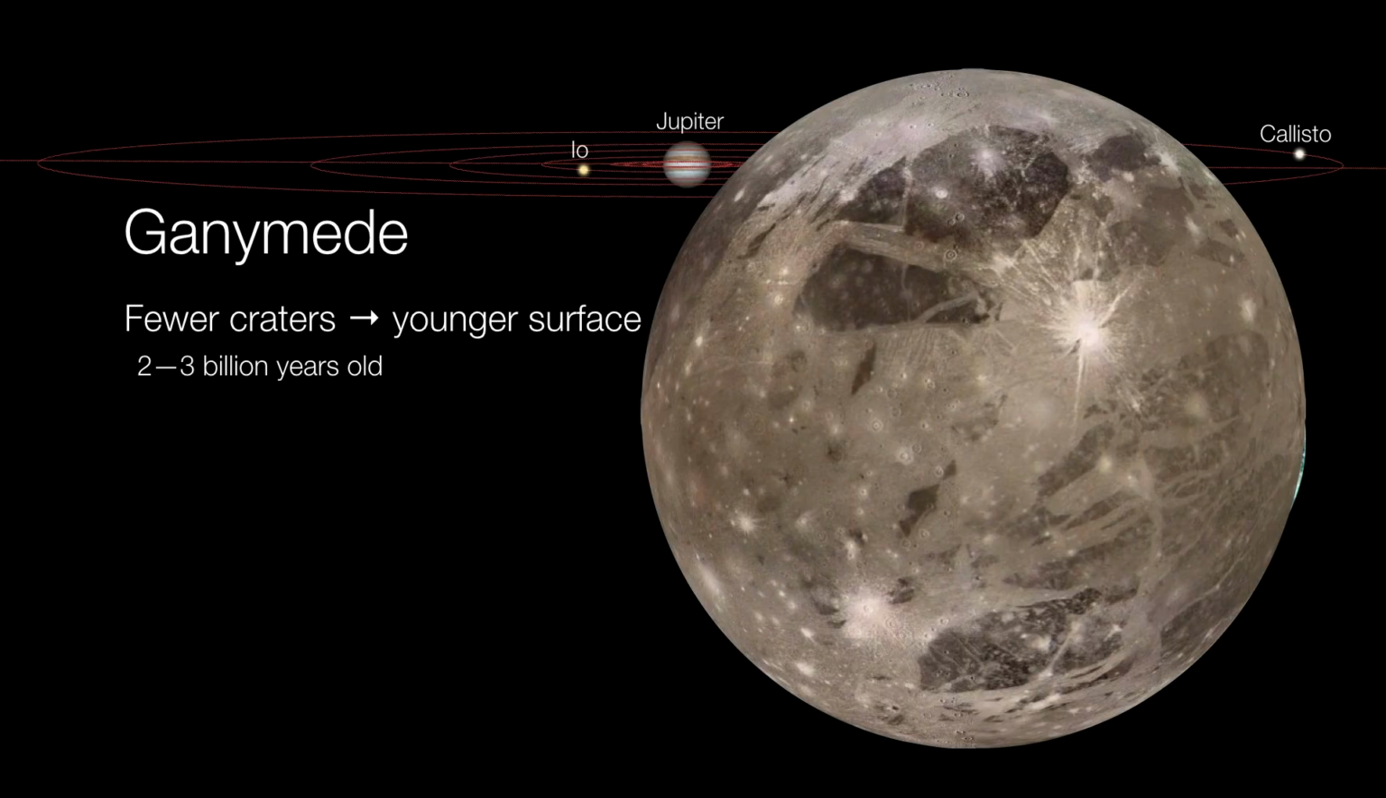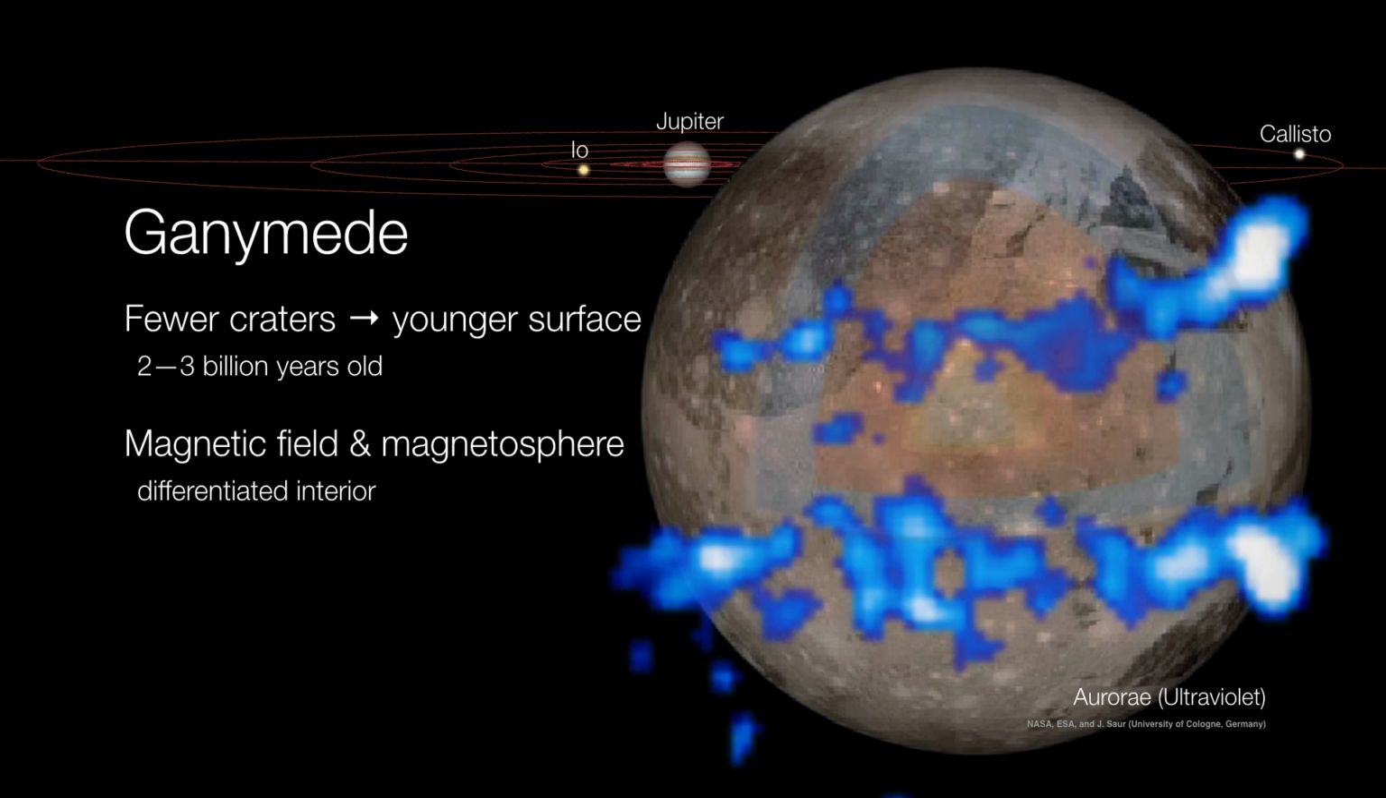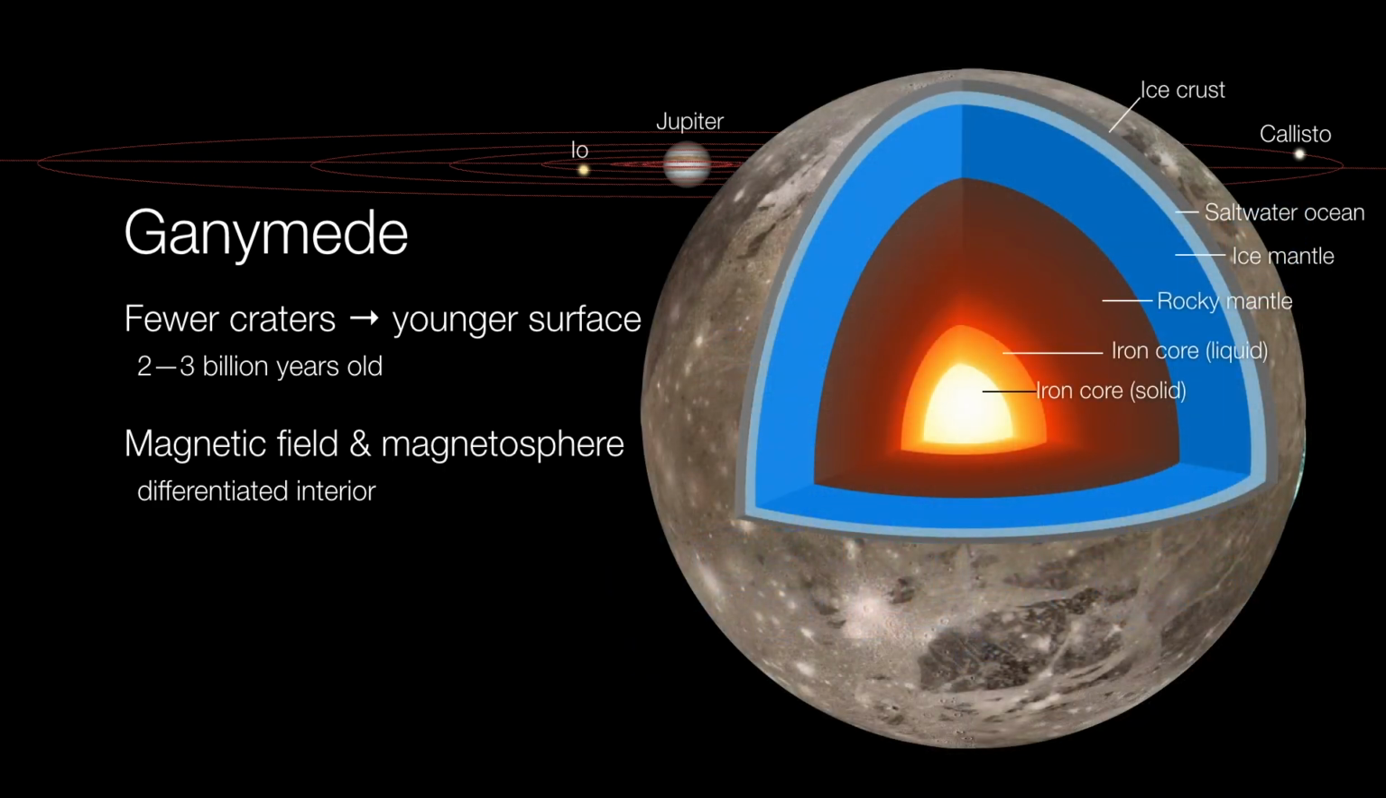However, Ganymede has a magnetic field, and we know it has a magnetic field because we've seen aurorae around Ganymede. What you're looking at here is a composite image made by the Hubble Space Telescope. We have a visible light image of Ganymede, but then superimposed on it is an ultraviolet image indicating the presence of aurorae. These are highly charged particles reacting in Ganymede's magnetosphere, much like the aurorae do here on Earth and the aurorae around Jupiter itself. So this tells us that Ganymede's interior must be differentiated.